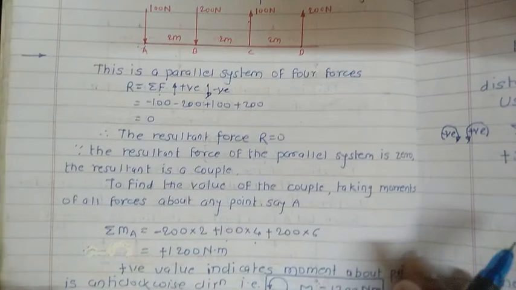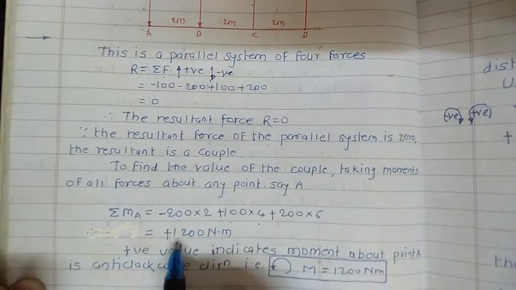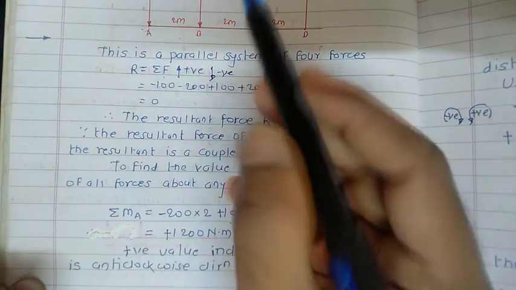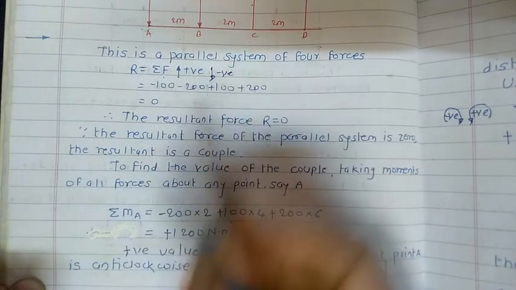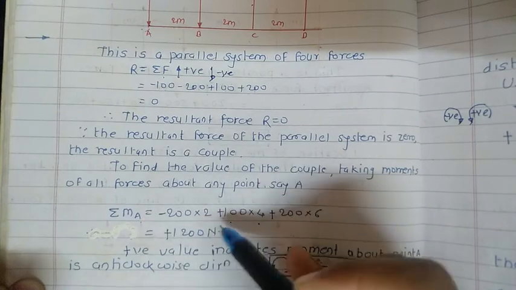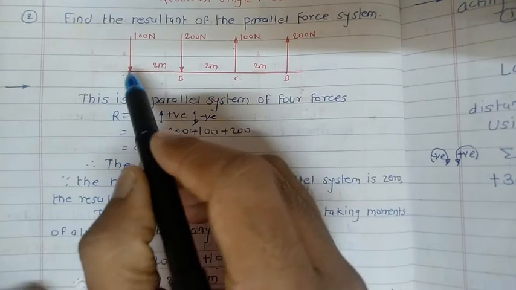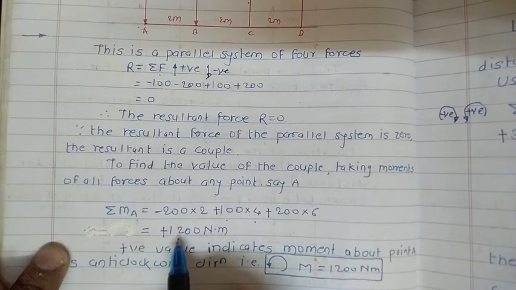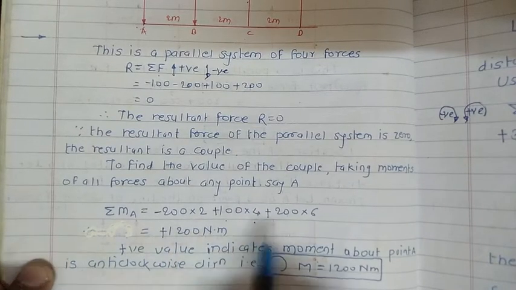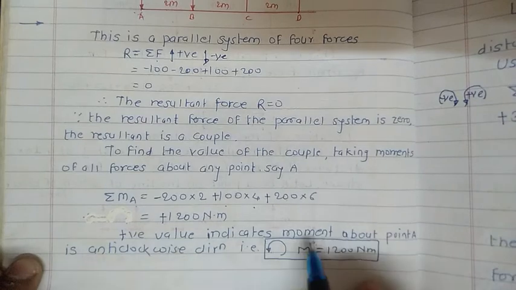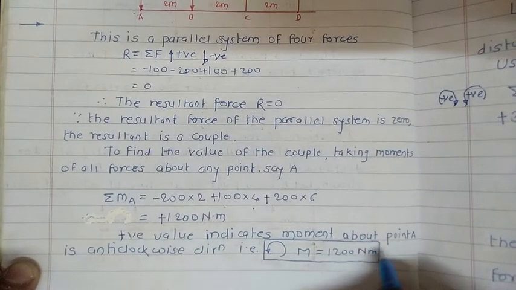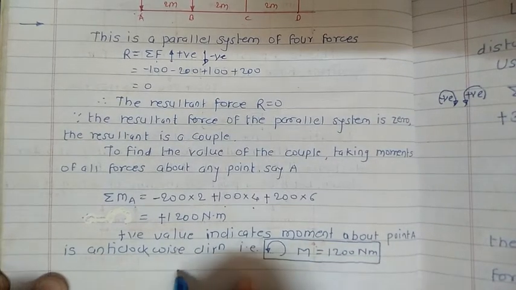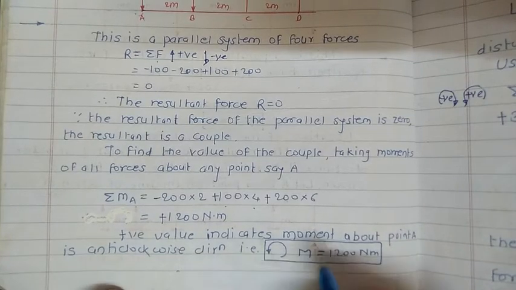So after doing the calculation, we get the value as 1200 Newton. The plus sign indicates the tendency of the moment of the couple to turn about a particular point in the anti-clockwise direction. Why anti-clockwise? Because the positive sign occurs after doing the calculation. Clearly, a positive value indicates the moment about point A is in the anti-clockwise direction.